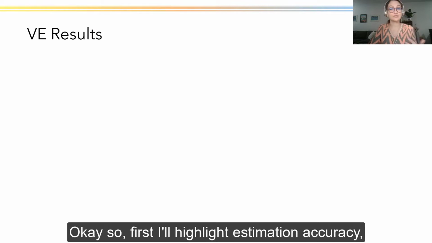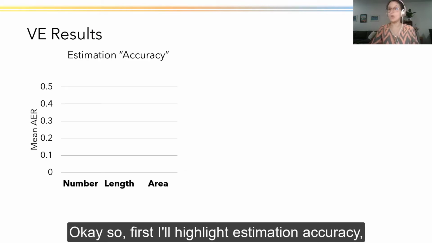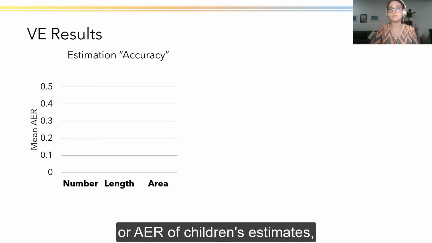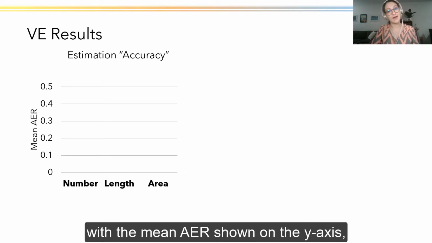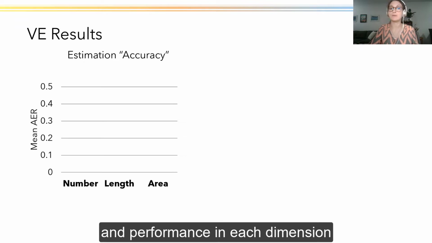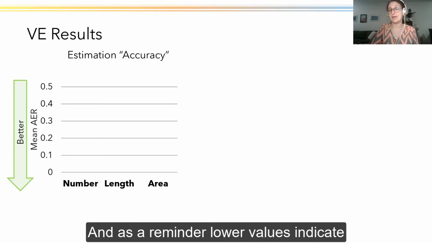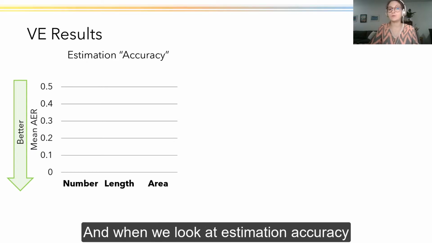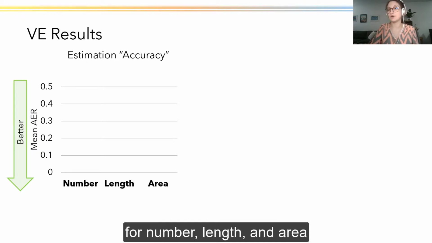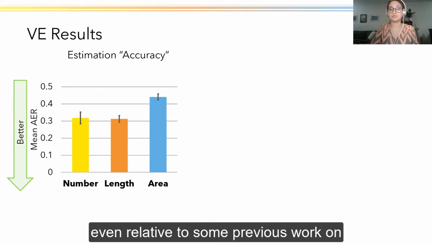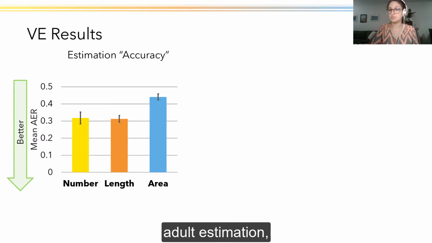Okay, so I'll first highlight estimation accuracy, or the mean absolute average error rate, or AER, of children's estimates, with the mean AER shown on the y-axis and performance in each dimension represented on the x-axis. And as a reminder, lower values indicate better performance. And when we look at estimation accuracy for number, length, and area, we first see that their AERs are pretty low, even relative to some previous work on adult estimation.